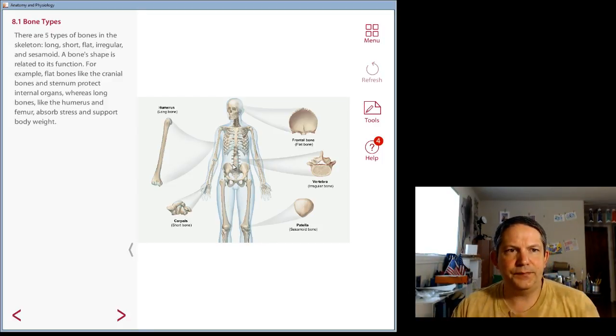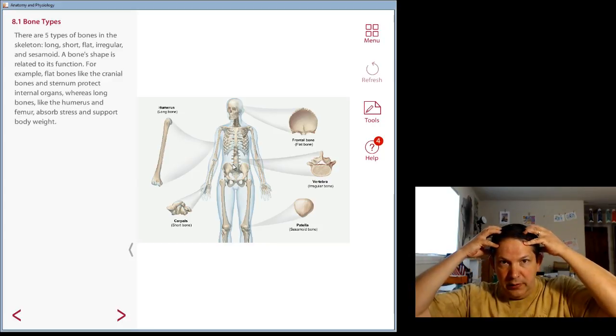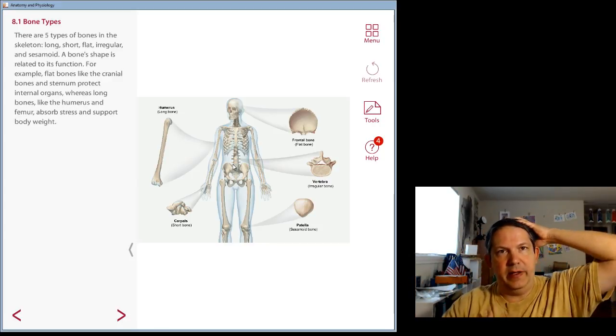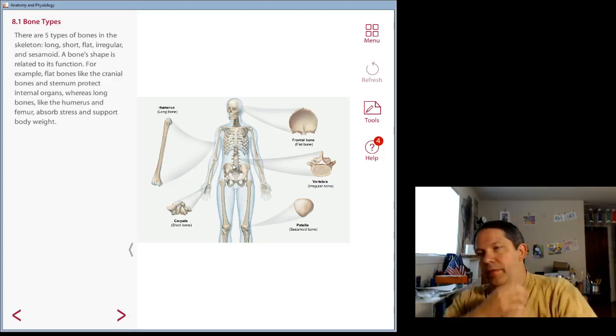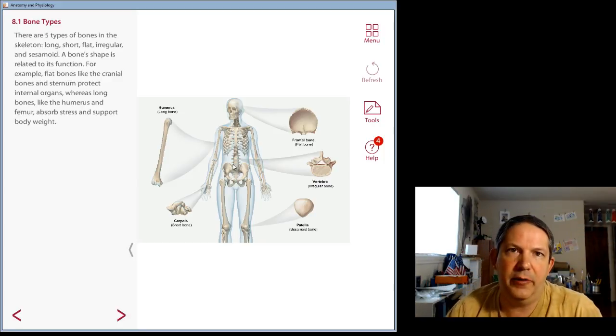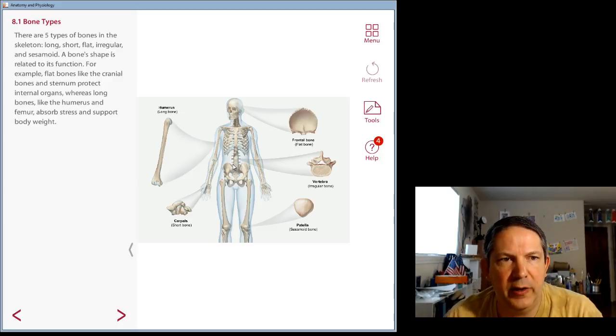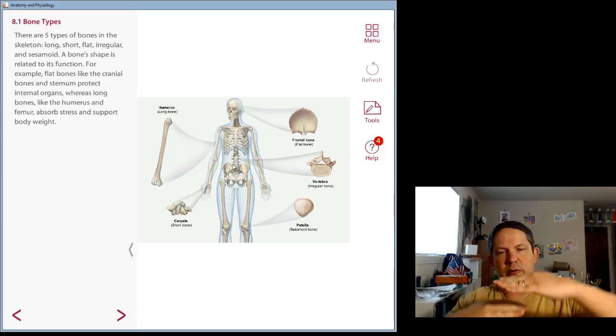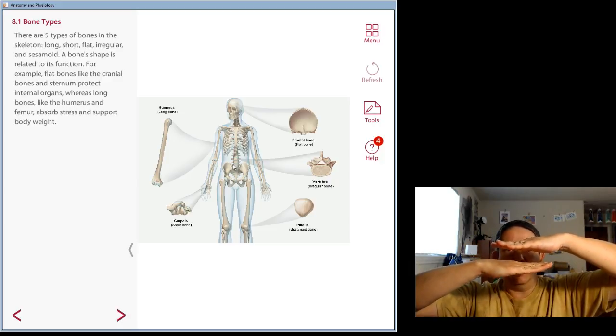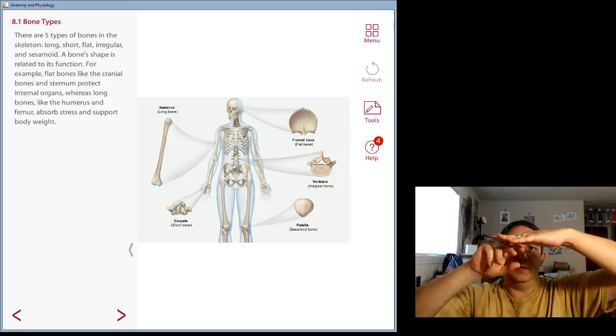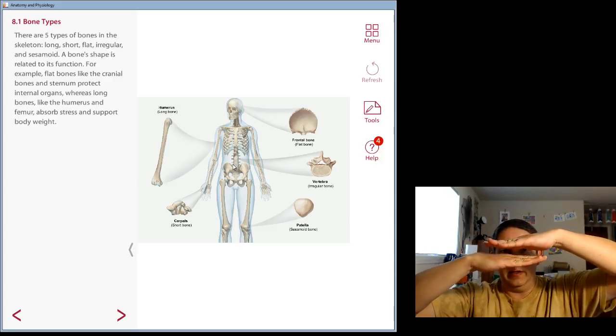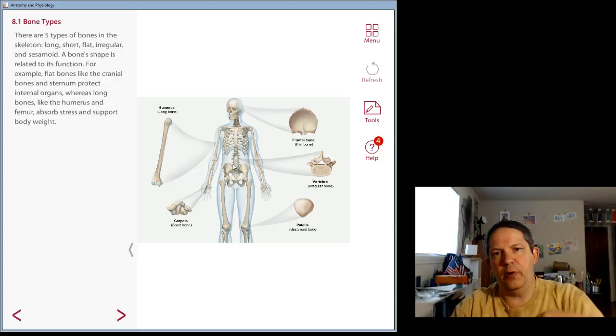Flat bones, pretty much the bones of the cranium, the sternum, the scapula, you know, kind of broad, flat covering. One thing about the flat bones too is the arrangement. You've got two layers of compact bone with spongy bone in between, and this is called a diploe arrangement.